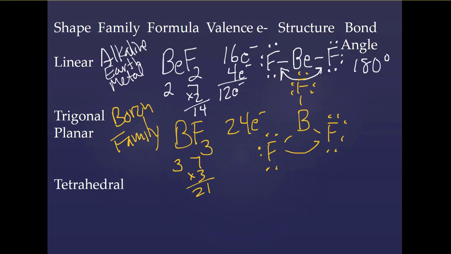And the bond angle between here and here, it's a circle cut into three pieces, so that would be 120 degrees. And last, we have our shape tetrahedral. Last, at least on this slide, there's a total of 5 that you need to know. The family that forms tetrahedral is the carbon family.